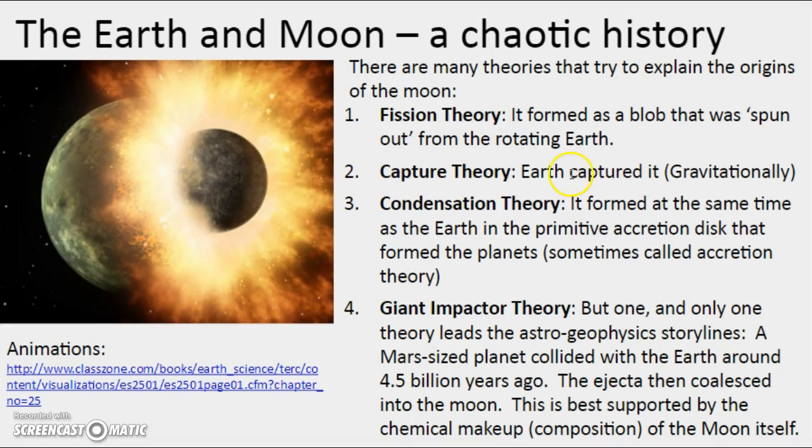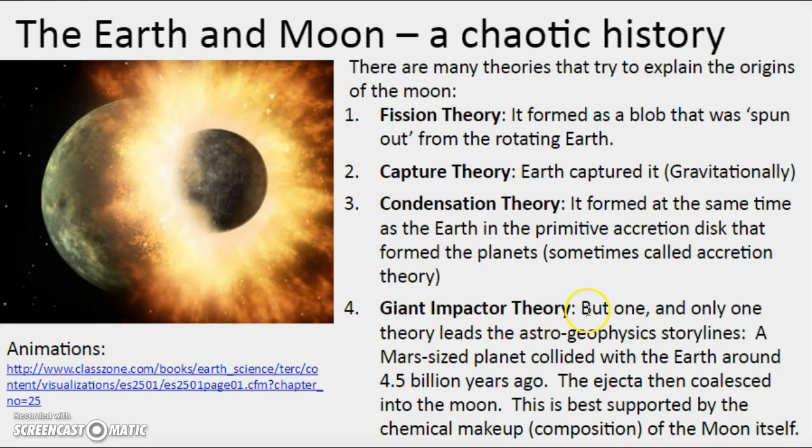Then there's capture theory, that the Earth captured it gravitationally, that maybe it was a passing planetesimal or object that the Earth's gravity was able to capture and hold on to. And condensation theory, that it formed at the same time as the Earth in the primitive accretion disk that formed the planets. Sometimes this is called accretion theory.